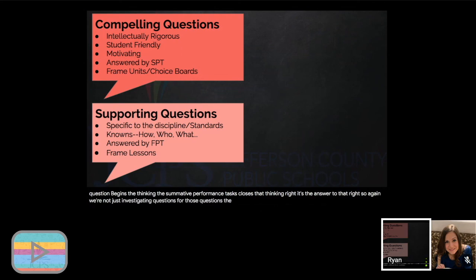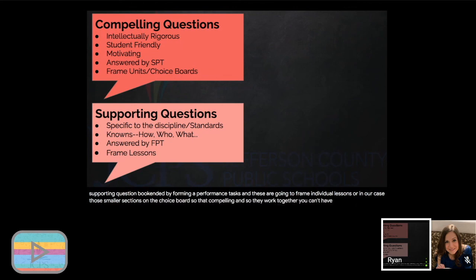The supporting questions, on the other hand, are much more specific to the disciplines, much more specific to the standards. They are the knowns inside of a discipline, the hows, the whos, the whats, and so on, right? And just as compelling questions are bookended by summative performance tasks, so too are supporting questions bookended by formative performance tasks. And these are going to frame individual lessons, or in our case, those smaller sections on the choice board.